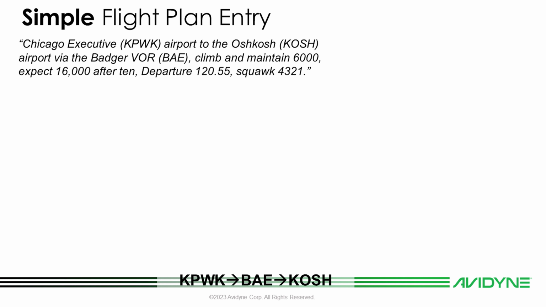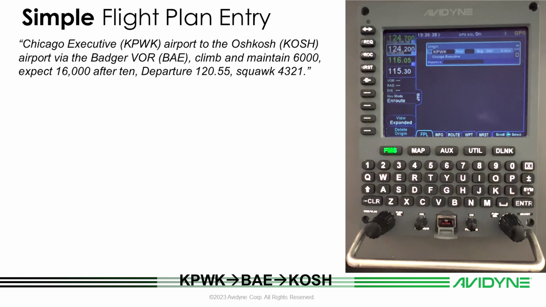during this procedure. For this scenario, let's assume we received the following clearance from Chicago Executive PWK to Oshkosh Airport via the Badger VOR. Climb and maintain 6,000, expect 16,000 after 10. Departure frequency 120.55, squawk 4321. Let's load this simple flight plan into the Atlas FMS.